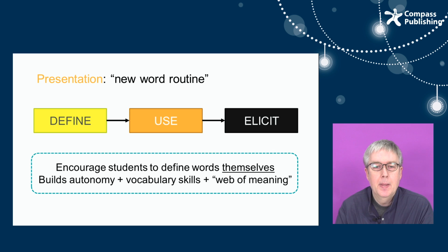It's also very important, especially for intermediate or upper intermediate students, to get them to try to define words themselves. This is very critical because it starts to build their autonomy as learners. Autonomy here means their independence. They become independent learners. Also, it builds up their vocabulary skills. What you're asking them to do is look at the word, the structure of the word, or the context of the word, and define it themselves, pick up on the clues and define it themselves. And so you're asking them to practice using their vocabulary skills. And it also builds up that web of meaning that we talked about before, the interrelation between all the words that they know. So they're building their foundation of vocabulary.